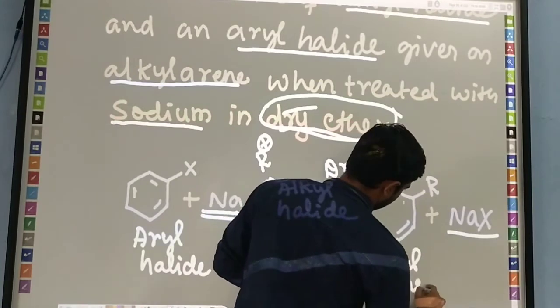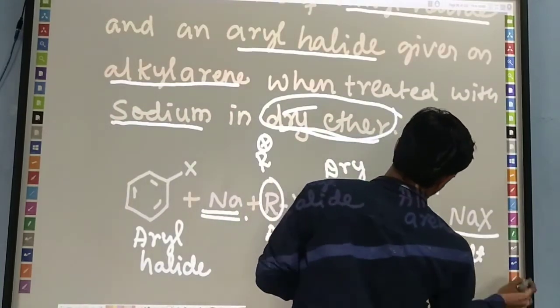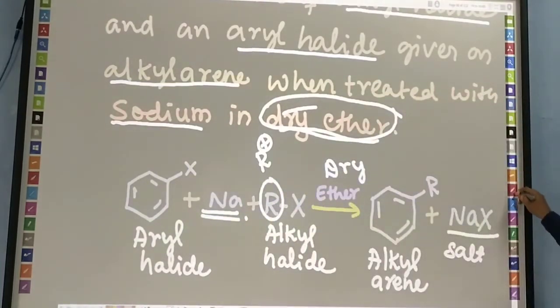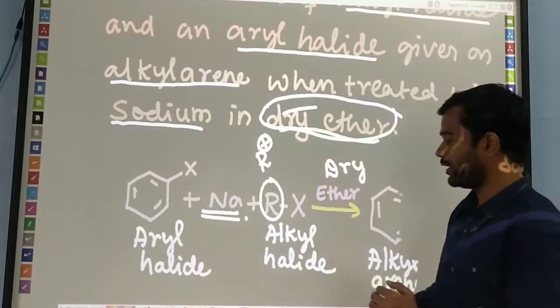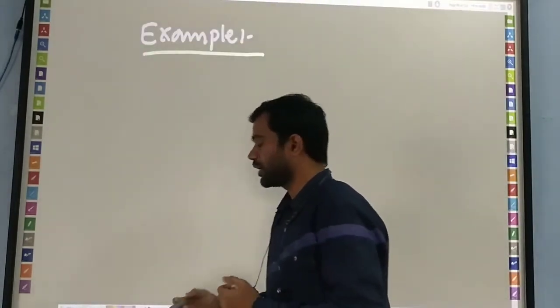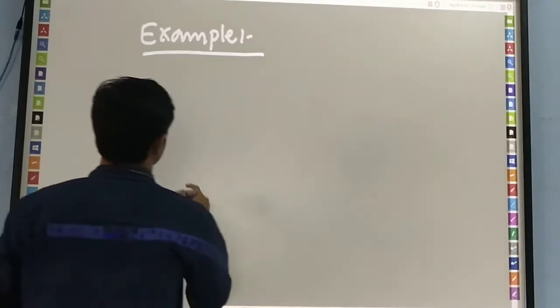Alkyl arene. There will be formation of salt. Whichever type of halide you have taken, that type of salt is going to be prepared here. Let us discuss one basic example for you.